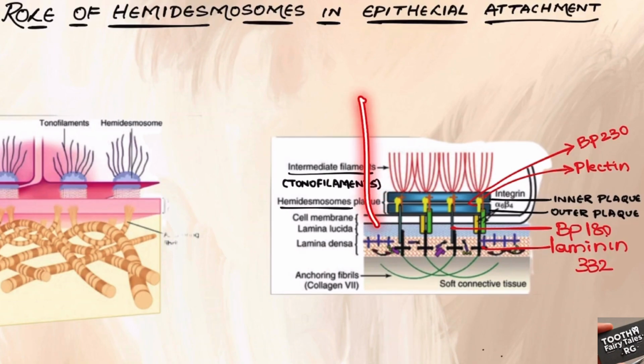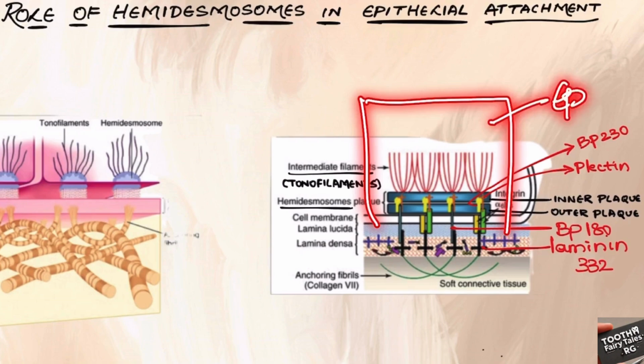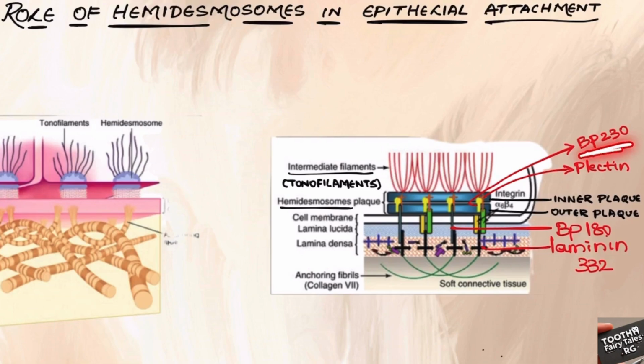Inner plaque is closest to the epithelial cell and it has proteins like plectin and BP230. These two proteins help in connecting the tonofilaments inside the cell to the hemidesmosomes. And outer plaque is facing towards the basal lamina, and it contains proteins like BP180 and also integrins. These proteins are responsible for linking the hemidesmosome to the lamina densa of the basal lamina.